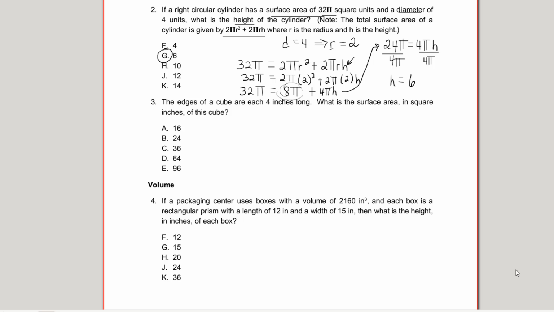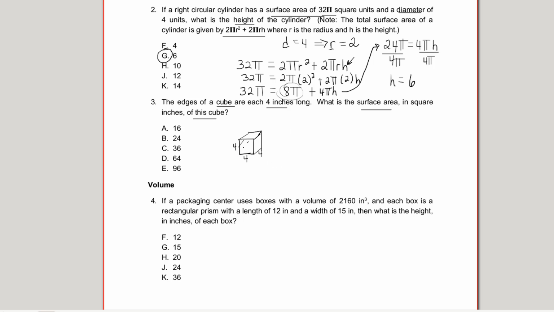Now let's take a look at question number 3. The edges of a cube are each 4 inches long. What is the surface area in square inches of this cube? So in the previous problem, number 1, we were given surface area and we were asked about the face. This time on our cube, again drawn very quickly, it's not very accurate. Remember, the cube has 6 faces, they are all the same. It says the edges are 4 inches, and we need to know the surface area.